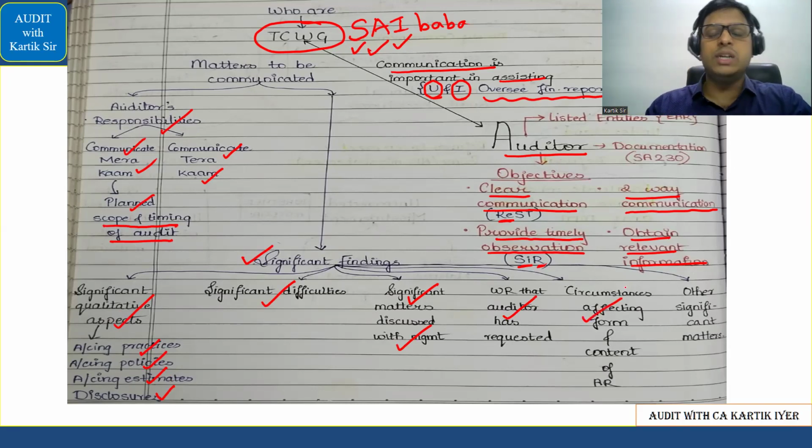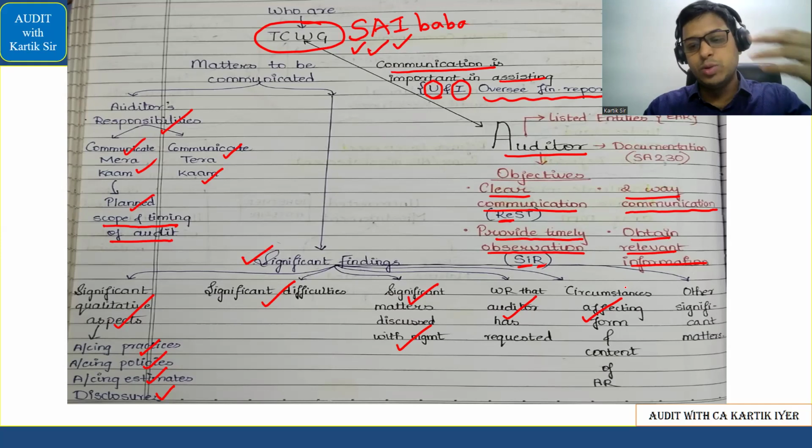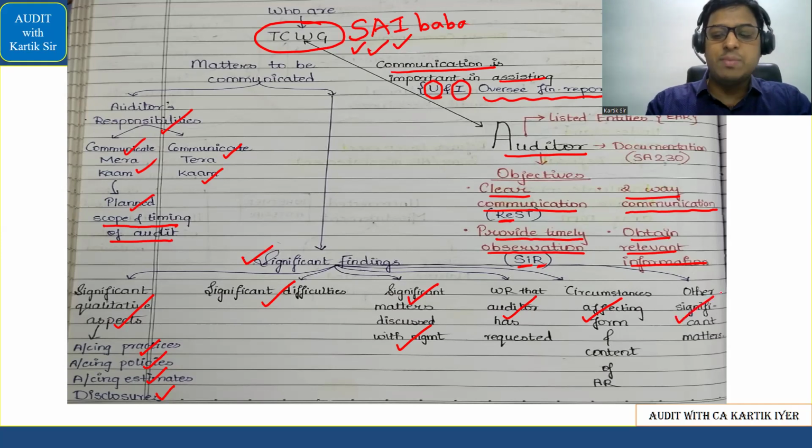Circumstances affecting the form and content of the audit report. If the auditor is going ahead and giving a modified opinion, then the auditor will make sure that he is communicating this matter with the TCWG. Finally, any other significant matters, if they are there, the auditor will communicate with TCWG. Understand this area? Okay.